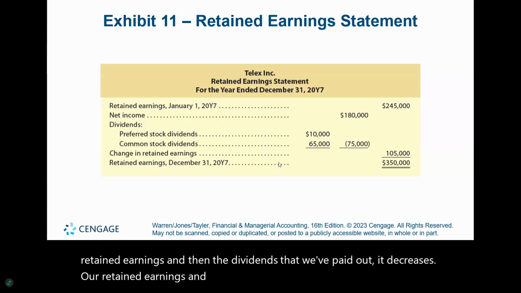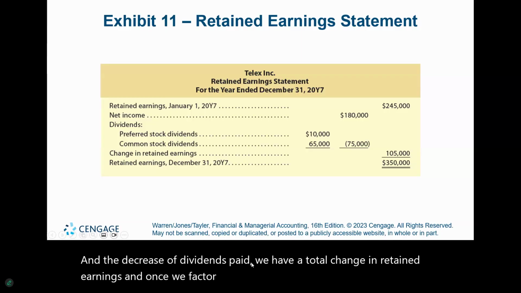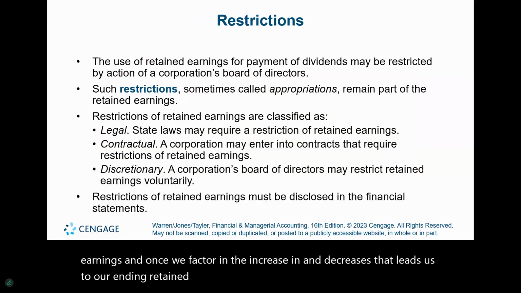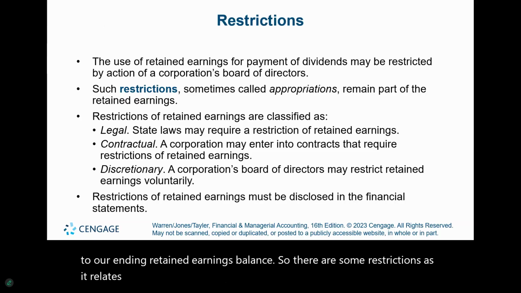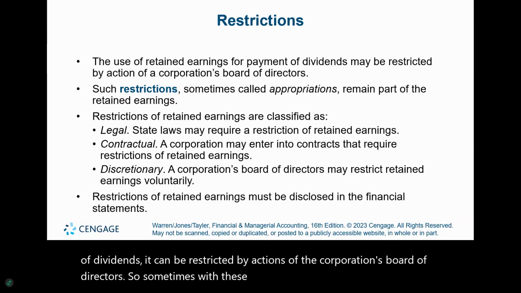And then once we net the increase of net income and the decrease of dividends paid, we have a total change in retained earnings. And once we factor in the increases and decreases, that leads us to our ending retained earnings balance. So there are some restrictions as it relates to retained earnings. The use of retained earnings for payment of dividends can be restricted by actions of the corporation's board of directors. Sometimes these restrictions are called appropriations.